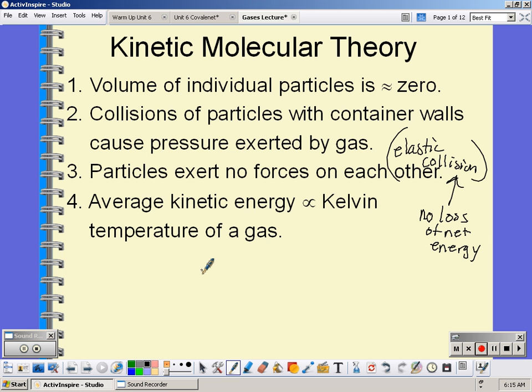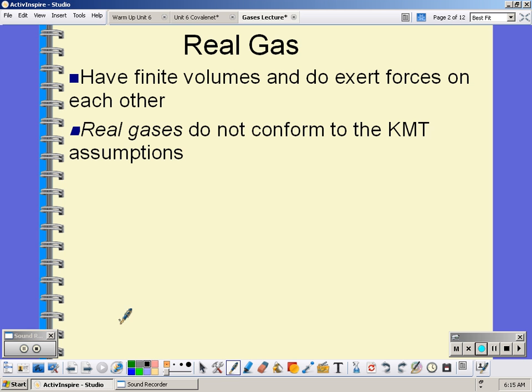The average kinetic energy is directly related to the temperature of a gas. So if you increase the temperature, the kinetic energy of a gas is going to increase. If you decrease the temperature, the molecules are moving slower, so kinetic energy also decreases. Real gases, however, actually have volume, and they do exert forces on each other because they have intermolecular forces. Real gases, then, don't conform to the kinetic molecular theory assumptions.